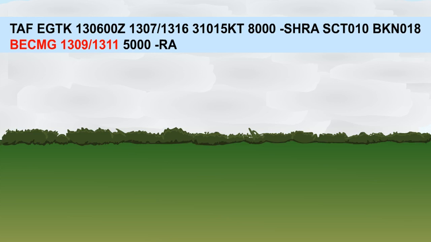Let's look at an example. The codes you see on the screen indicate that at some time on the 13th, between 0900 Zulu and on the 13th at 1100 Zulu, the visibility will permanently become 5,000 meters in light rain. Notice that the wind information has not changed. It will still be 310 degrees true at 15 knots.